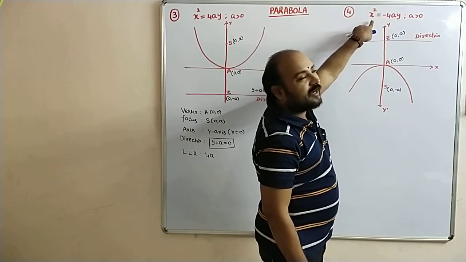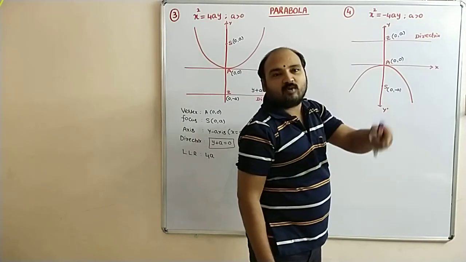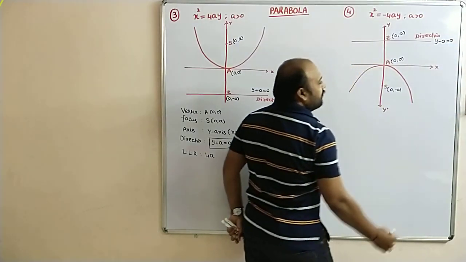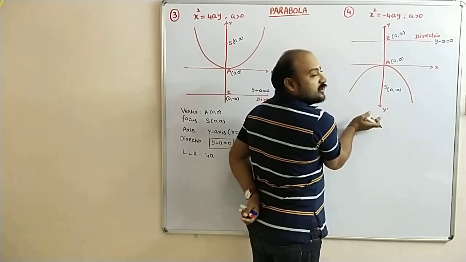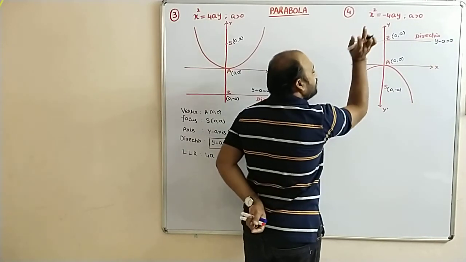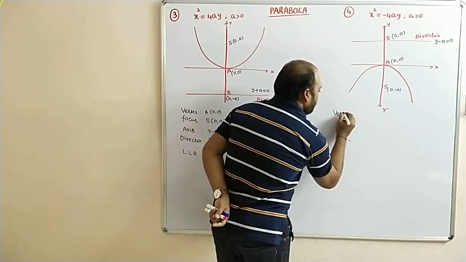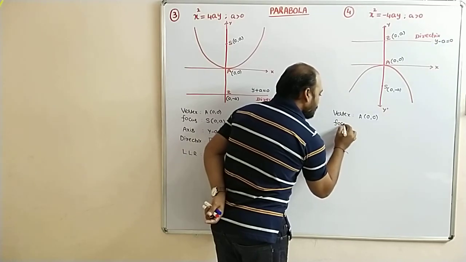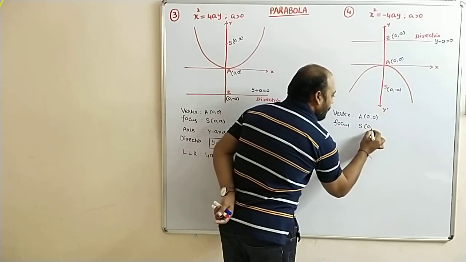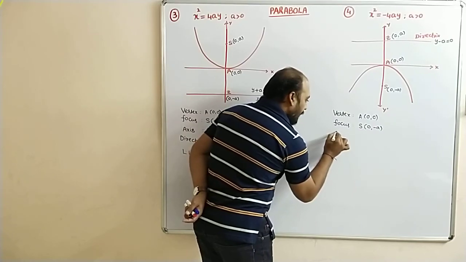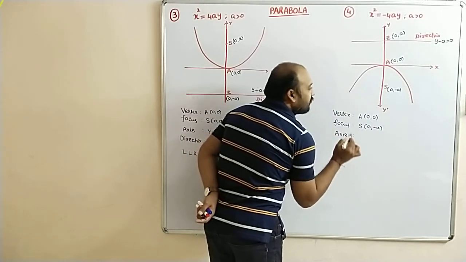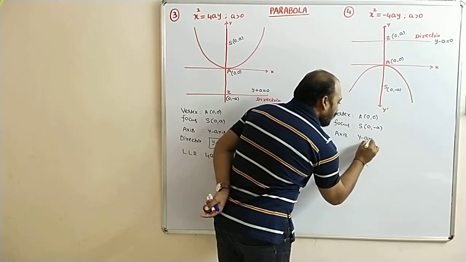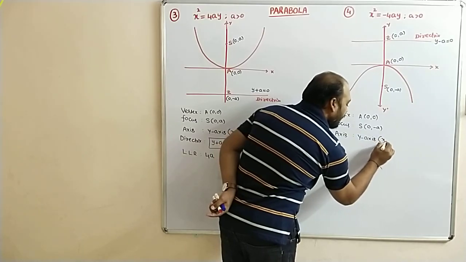How to write the equation of directrix? You remove 4, y minus a equal to 0. So y minus a is equal to 0. Equation of directrix. Axis. Axis is what here? Y-axis. Y-axis means x is equal to 0. Vertex A of 0, 0. Focus S of 0, minus a. And axis of the parabola. Axis of the parabola means what? Here x is equal to 0, or y-axis. Y-axis, in brackets you have to mention that x is equal to 0.